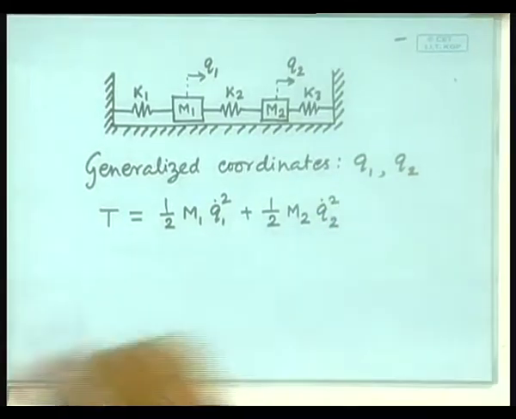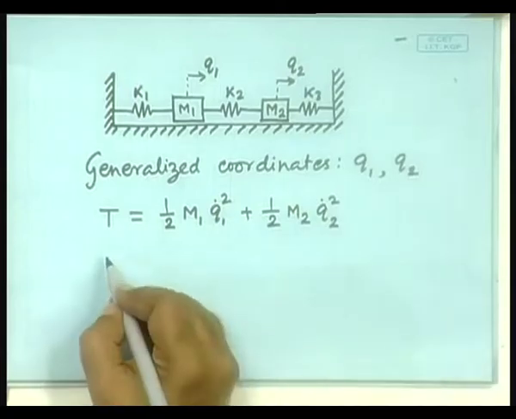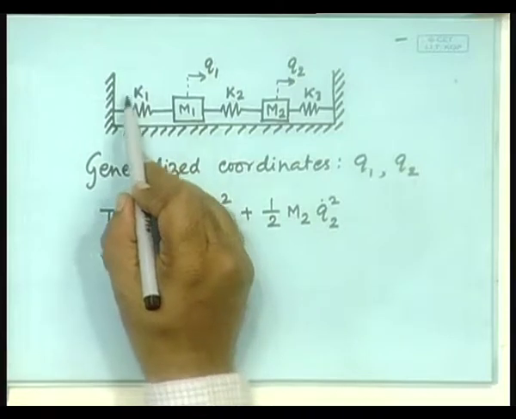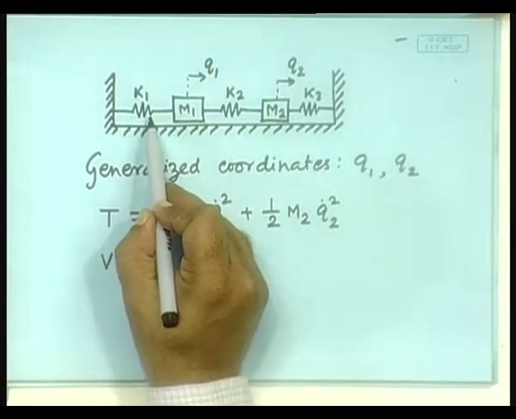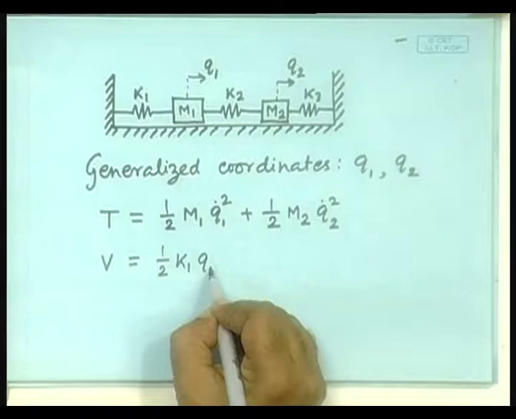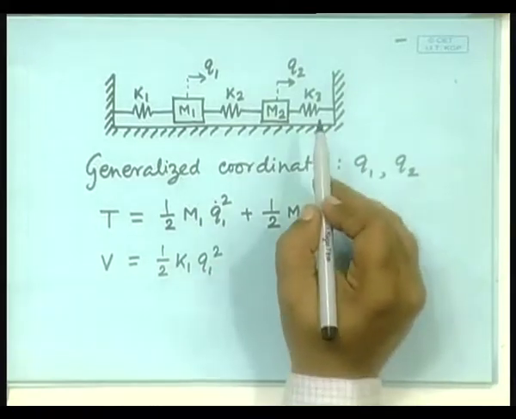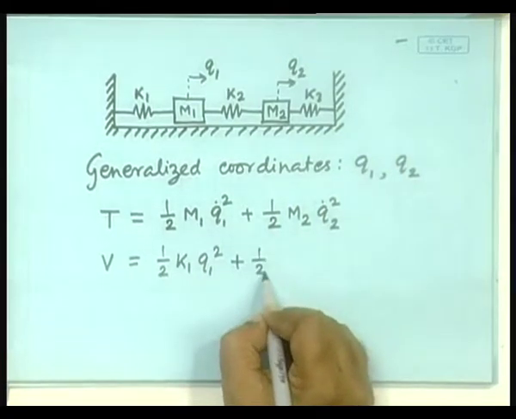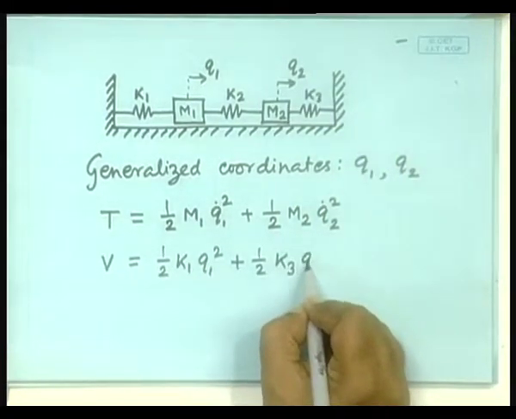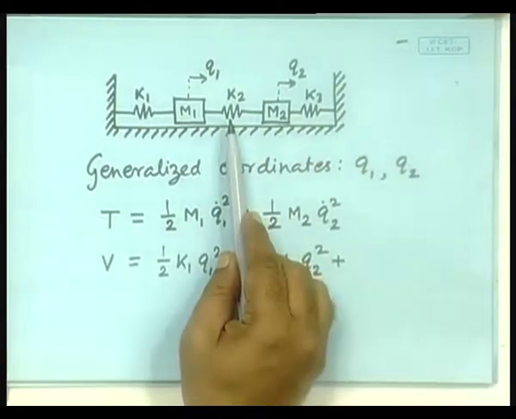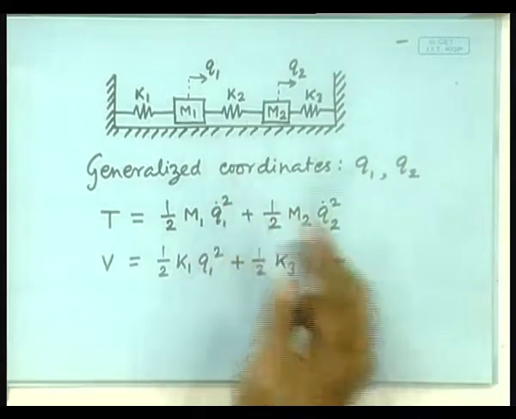Okay. The potential energy V, the potential energy in this spring will be, yes, half k1 q1 square. This one is, and yes, half k2 q1 minus q2 square. Okay.